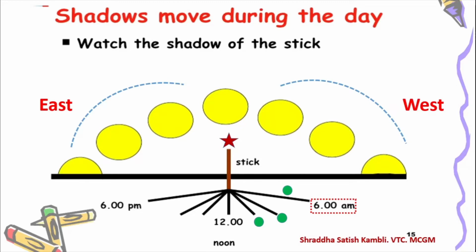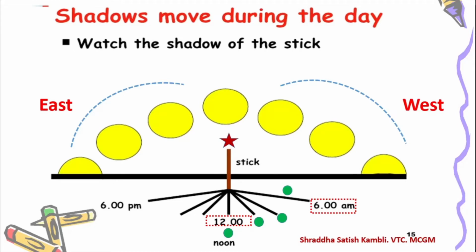Alright, and then we have 12 noon. See, the sun is exactly on top of the stick. This is the stick. The sun is here. So it is 12 o'clock in the afternoon. And where is the shadow? Here it is. And now the shadow is shortest. The length of the shadow at 12 o'clock in the noon is the shortest, sabse chota. During sunrise and sunset, it is longest, sabse lamba.